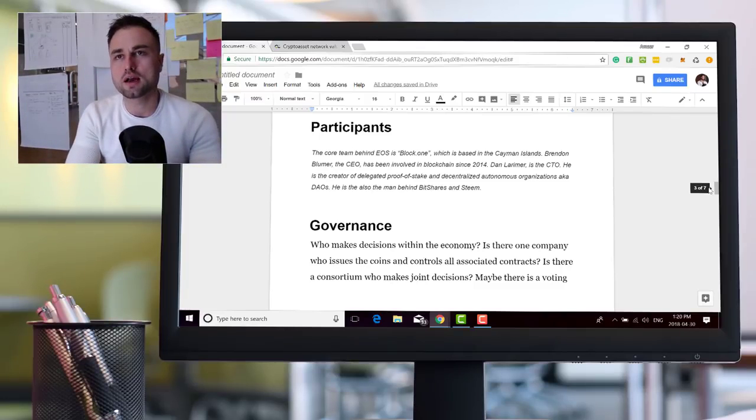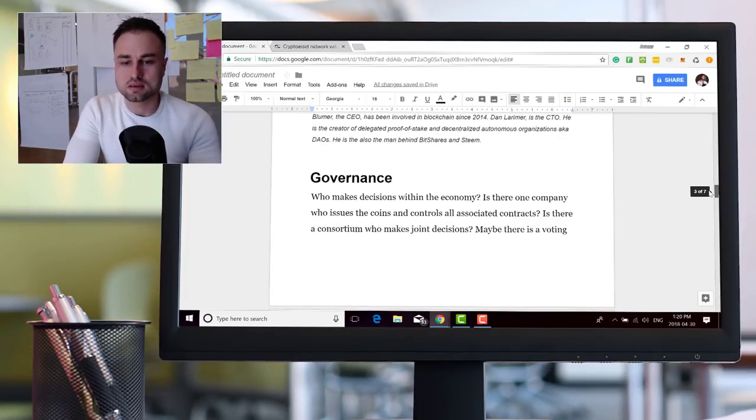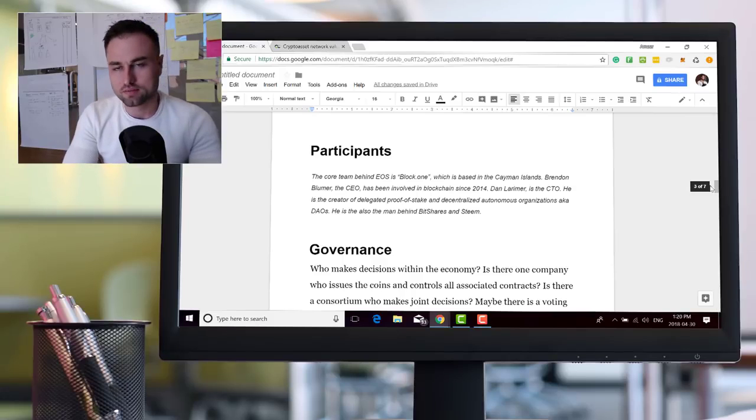Well, EOS's original idea comes from Dan Larimer, who is from Steem and BitShares. Pretty much he took BitShares, evolved the code, and this is what EOS is today. However, the production of EOS is being done by Block One, which is a software company from the Cayman Islands. Okay, so there's that, and obviously there are other investors involved. I mean, there's a ton of investors involved in EOS. I won't get into that yet.